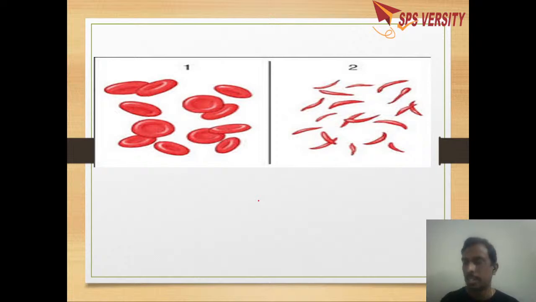So this is the picture. This is the picture of normal red blood cells, normal or B. This is the picture of sickle cell. The shape of the red blood cells is changed to a sickle shape. So that's why it is called sickle cell anemia. As the shape changes, they cannot carry oxygen and they get clogged in the blood vessels.